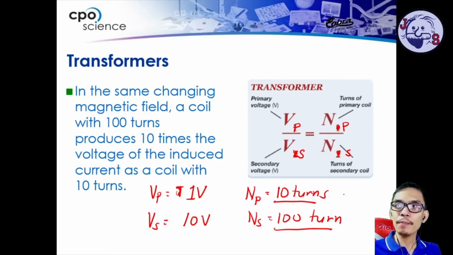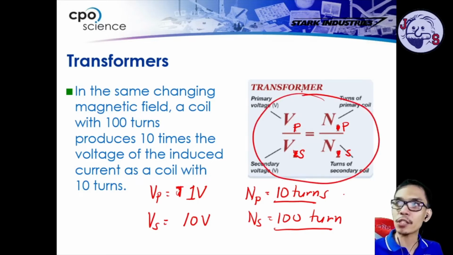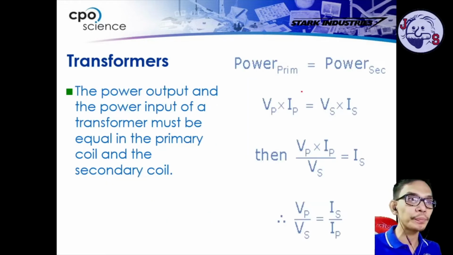They should never come in the same number of turns. Alright, so they should not come in the same number of turns. They should be opposite to each other. Alright, so that is the first transformer equation that we have right here. So please do take note of that one.